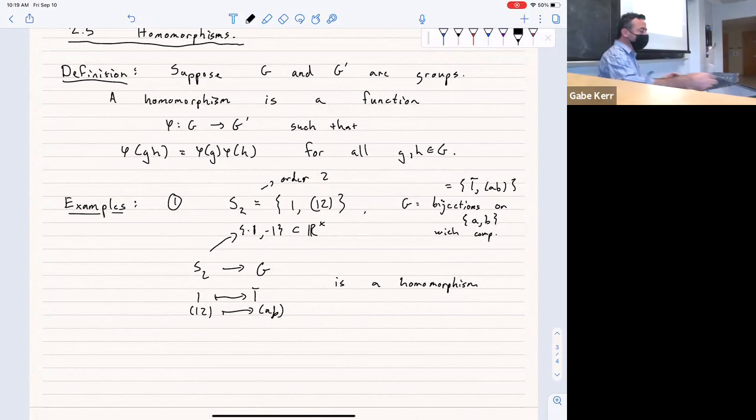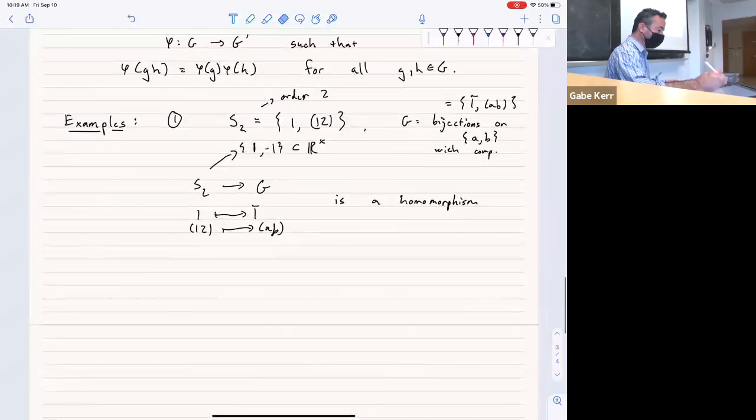We want to be able to say, hey, these two groups look different, but they really have the same essential structure. The algebras really behave exactly the same. They just have different labels on their elements. That's one of the reasons why we're interested in homomorphisms and isomorphisms, to relate these differences. But of course, they're not all isomorphisms.